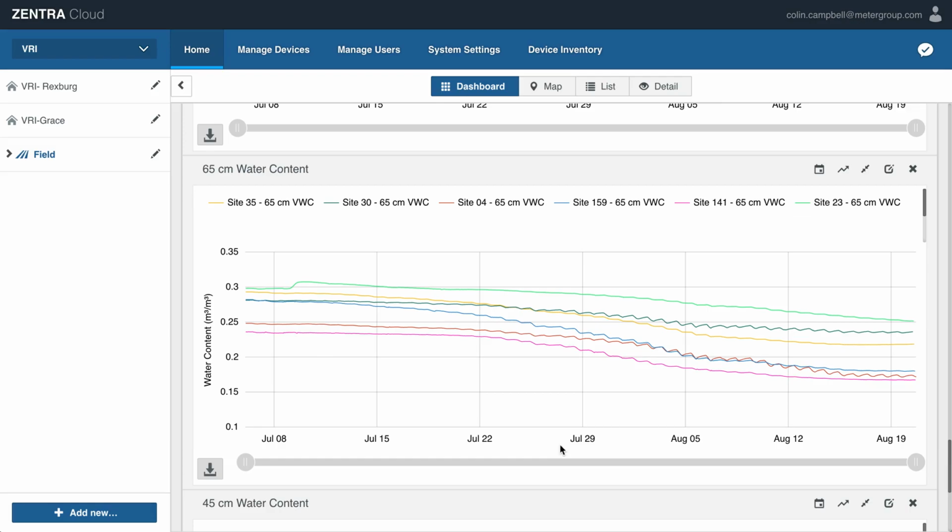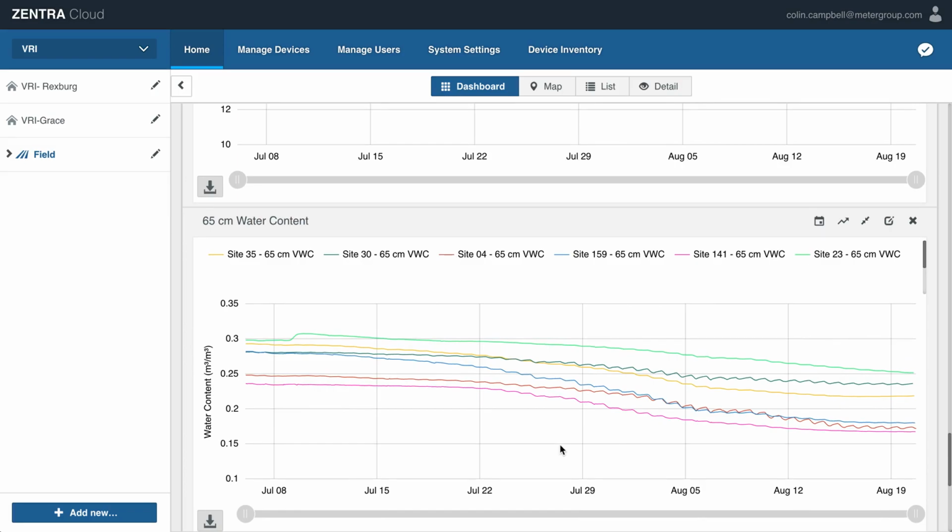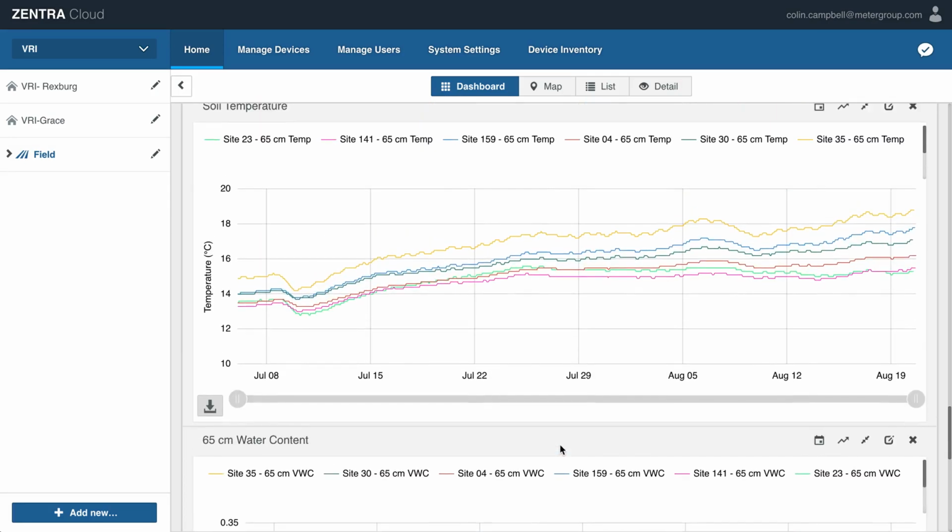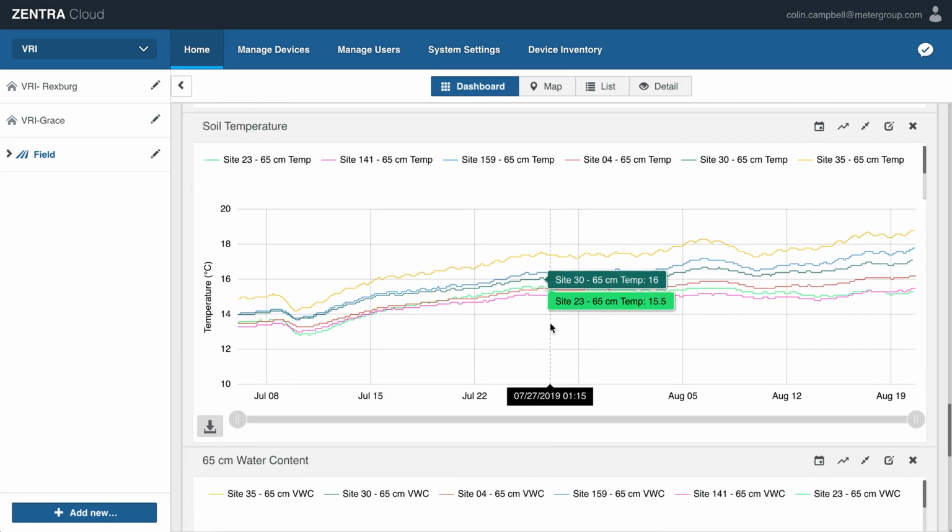Initially, whenever you see a diurnal movement, one can suspect it must be caused by temperature. It's been said that every sensor is probably a temperature sensor first and a sensor of whatever we're really interested in second. So that's kind of a funny comment. But in this case, we look up and say, well, what's the temperature doing at that depth? So here's soil temperature at 65 centimeters.